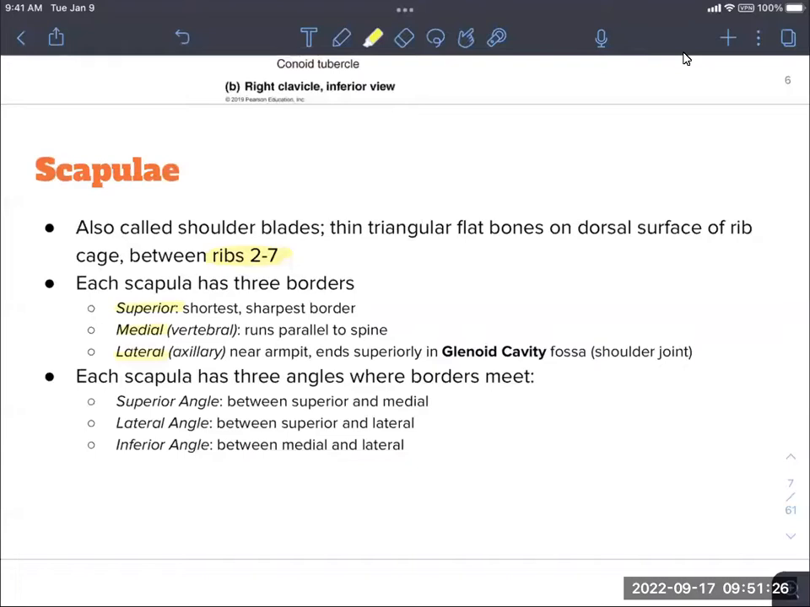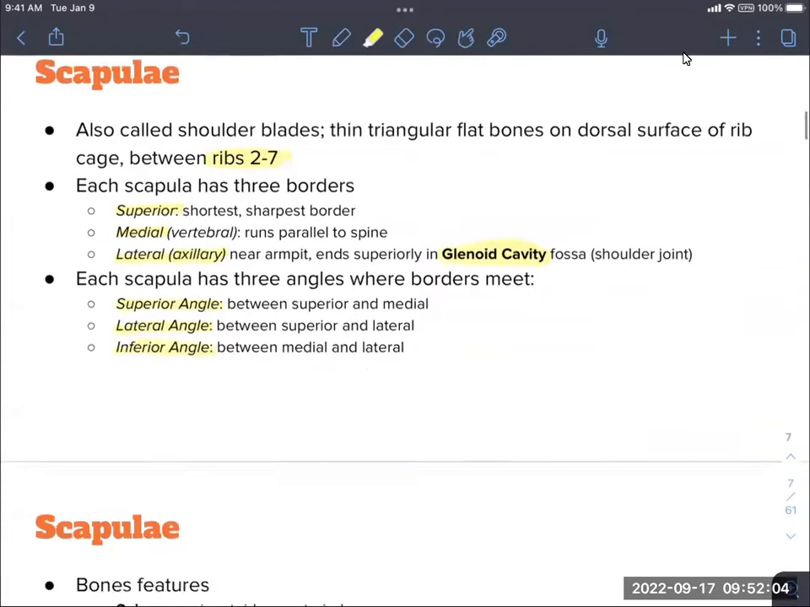And then the lateral, where it faces that axillary, or your armpit. That is actually where the glenoid cavity sits. That glenoid cavity is where your arm, or the humerus, which is the bone in your arm, articulates with that scapula. It's in that glenoid cavity where the head of the humerus will sit. We also have 3 angles. We have the superior angle, the lateral angle, and the inferior angle.